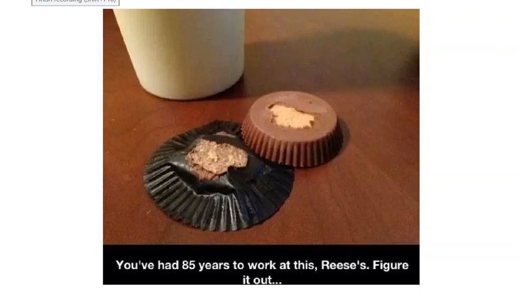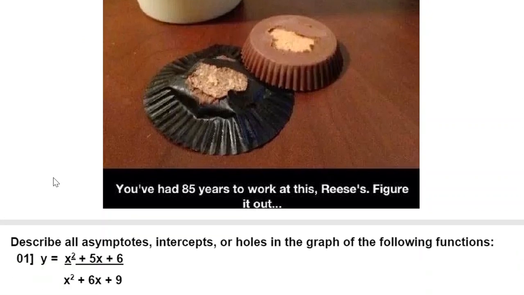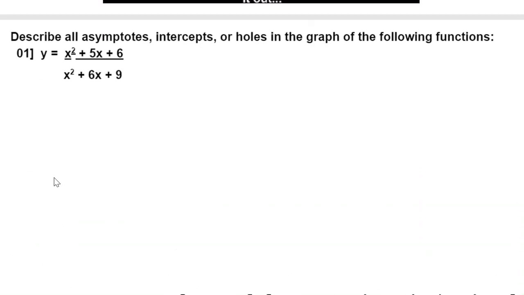Okay, we're ready to do the worksheet for 2D here in the Math 4 class. Yeah, I've been kind of wondering this one myself for a while. All right, number 1. Describe all of the asymptotes, intercepts, and holes in the graphs.